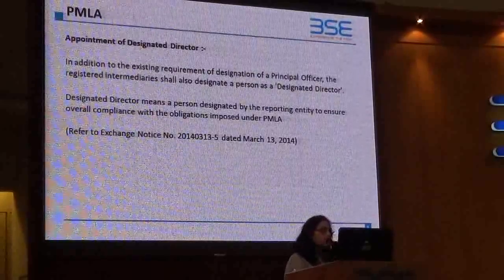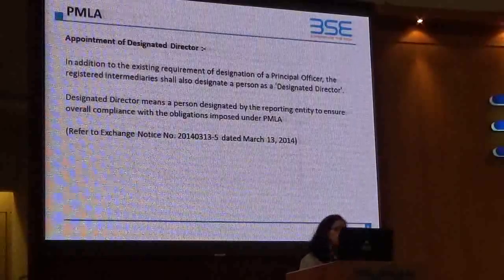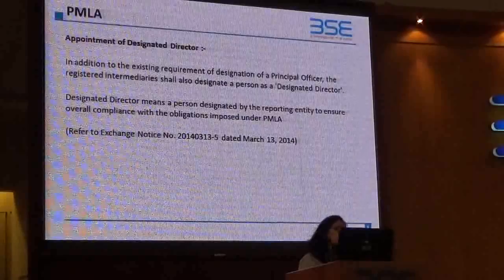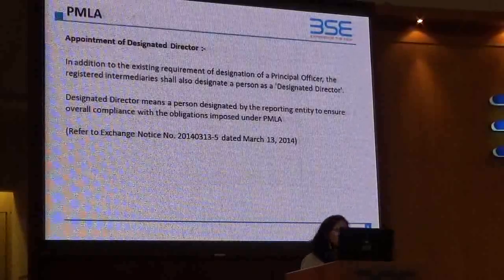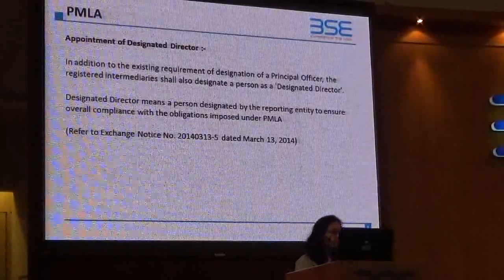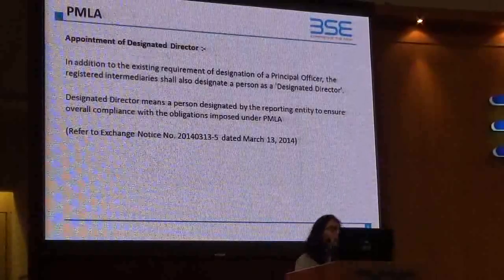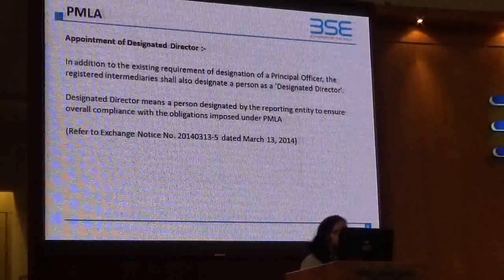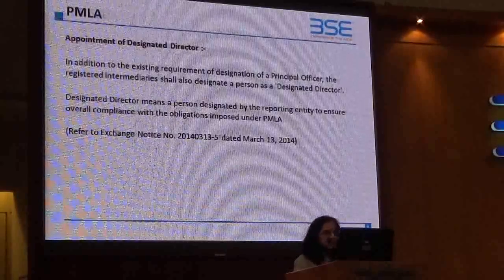Recently, PMLA guidelines have also required that the member should have a designated director. Earlier, the requirement was only a principal officer. Now, even the designated director has to be there. The whole-time director or MD is still more preferred. If not the MD, at least a whole-time director can be designated as the director.